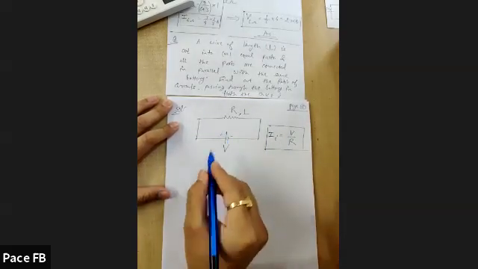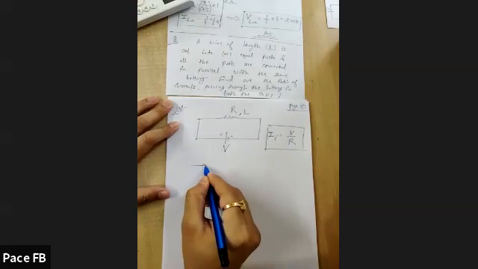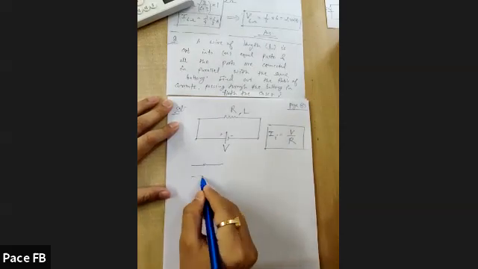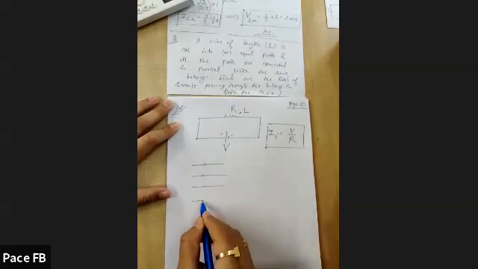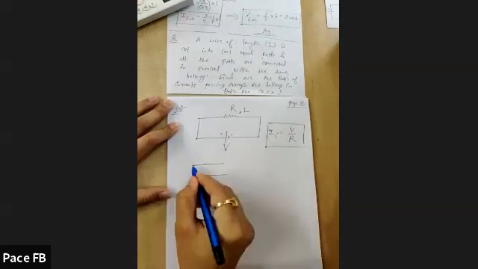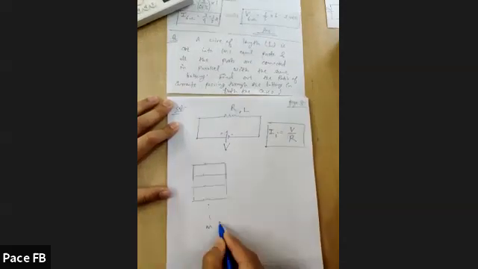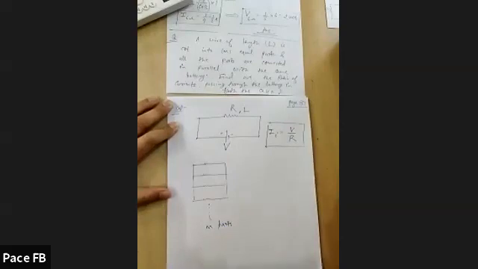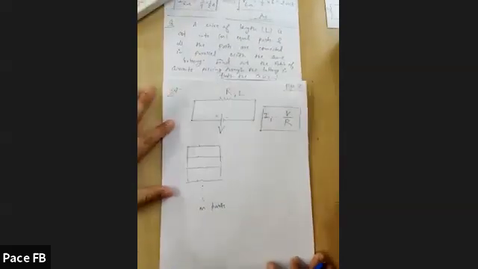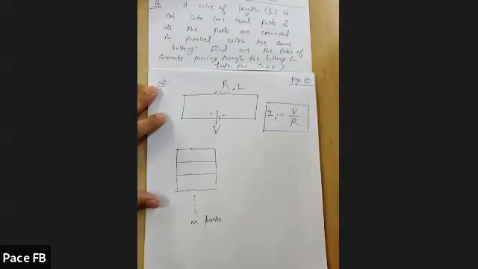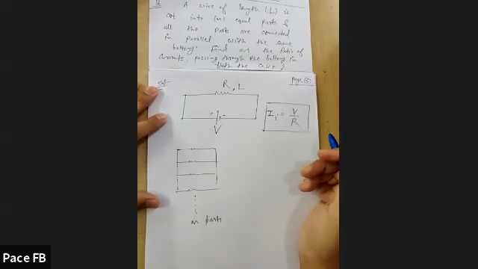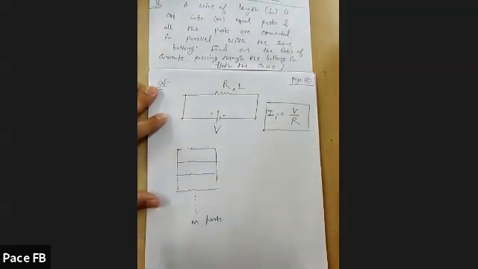Now, if I cut this wire into n equal parts, and all the parts are connected in parallel, n parts, correct? So what will happen now? Now the resistance of this combination will change.